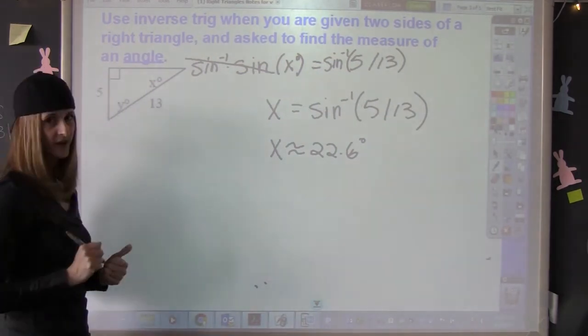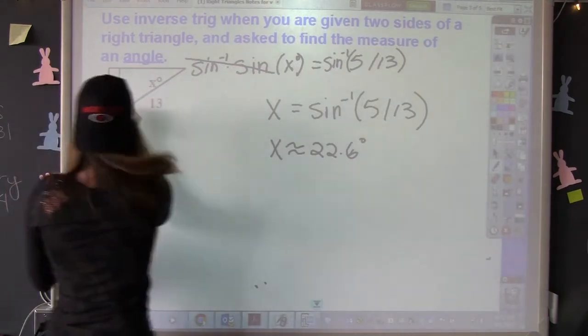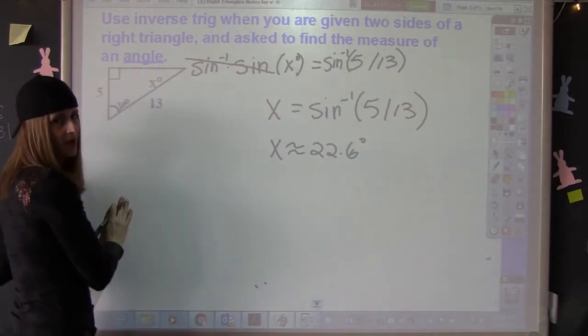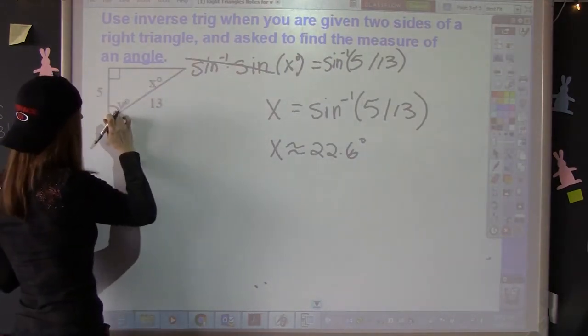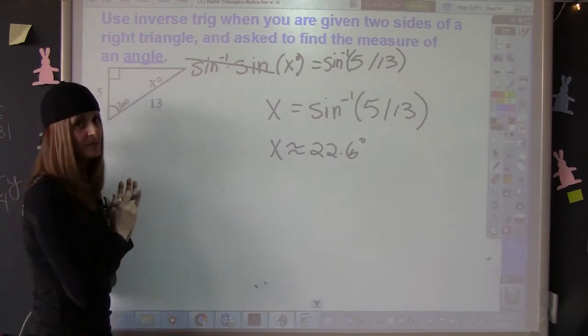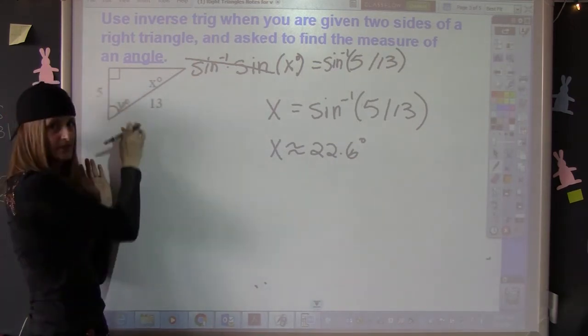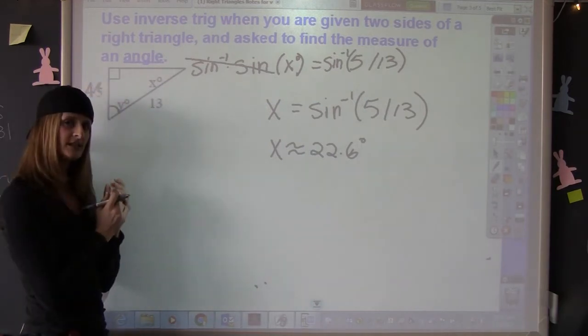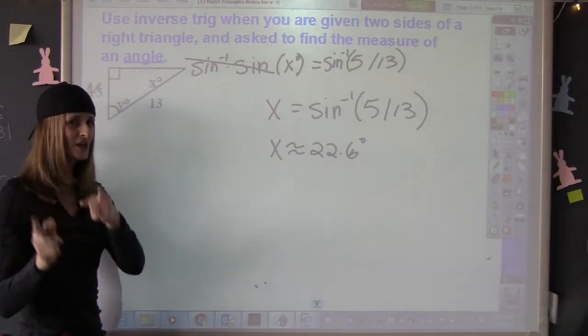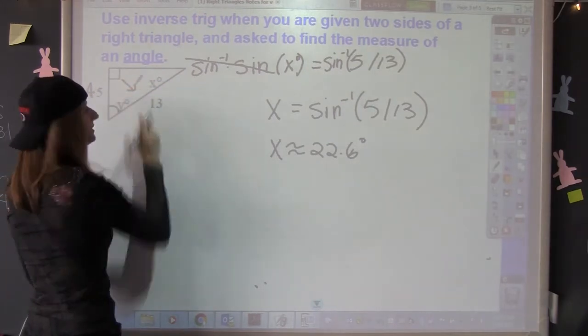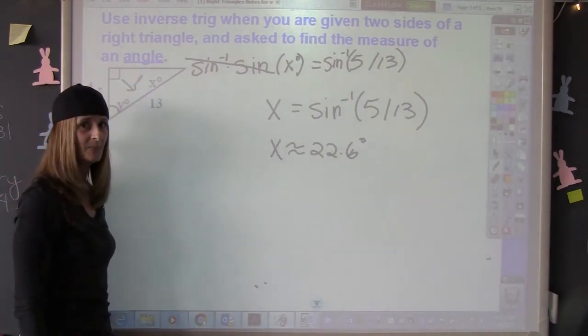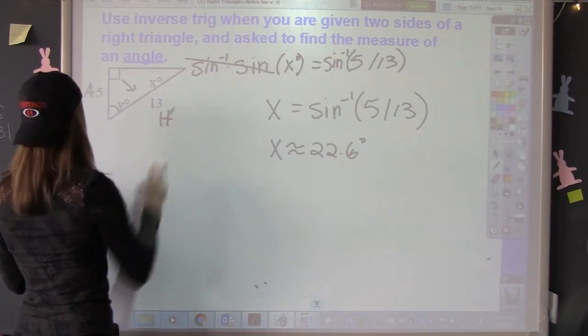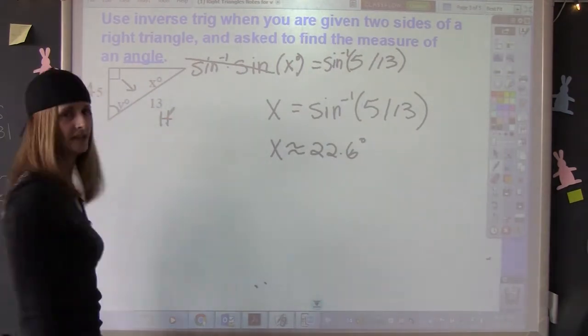All right, so now we're trying to find y. So referencing angle y, now this 5 is not opposite y. It's right next to it, so it's adjacent. The 13 is also adjacent to the y, but it's across from the right angle, which makes it the hypotenuse. So, which trig ratio uses adjacent and hypotenuse?